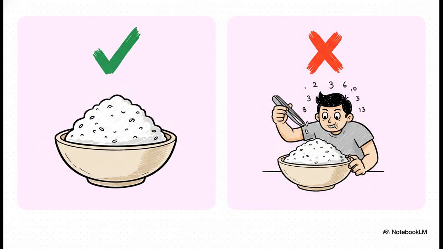Let's look at the first example. Is rice countable? No, so we must use much. How much rice was wasted? Now what about bags? Are bags countable? Yes, of course, so we must use many. Many of the bags were not strong.